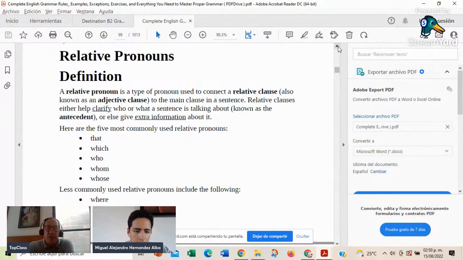Can you please read the relative pronouns definition, Mickey? Relative pronouns definition. A relative pronoun is a type of pronoun used to connect a relative clause, also known as an adjective clause, to the main clause in a sentence. Relative clauses either help clarify who or what a sentence is talking about, known as the antecedent, or else give extra information about it. And here are the five most commonly used relative pronouns: that, which, who, whom, whose.